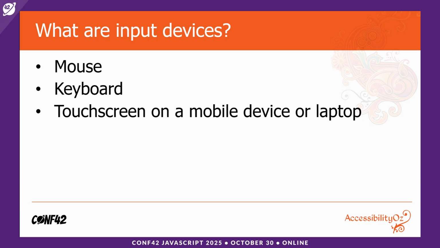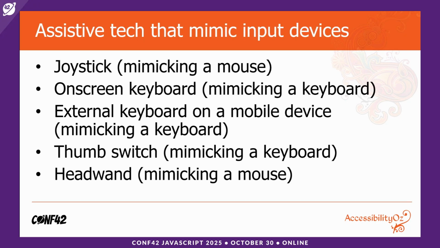The standard input devices are a mouse, a keyboard, and a touch screen, whether it's on a mobile device or on a laptop. And then there are assistive technologies that mimic input devices, so that people with disabilities who cannot use a particular input device because of, say, a physical disability, use what is called an assistive technology, which often mimics one of the standard input devices. So, for example, the joystick mimics a mouse, an on-screen keyboard mimics the physical keyboard, an external keyboard on a mobile device mimics the keyboard, a thumb switch mimics a keyboard, and a head wand mimics a mouse.